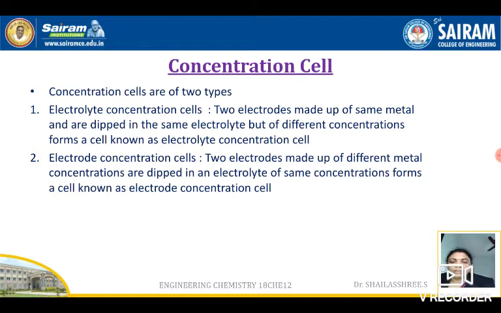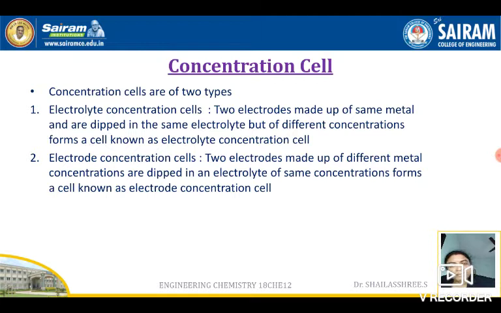Both the electrodes are made up of the same metal, dipped in an electrolyte of different concentrations. Until the concentrations are different, there will be a flow of electrons and hence current. Once the concentrations become equal, there is no more flow of electrons and hence no current. So in the electrolyte concentration cell, two electrodes of the same metal are dipped in the electrolyte of different concentrations.